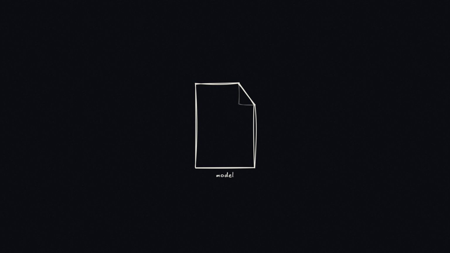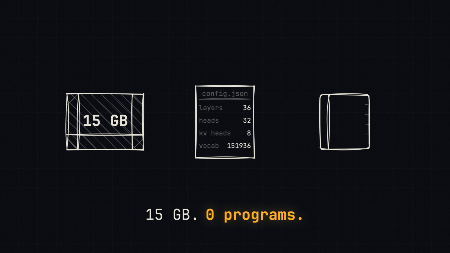Download the biggest AI model you can find, 15 gigabytes. Now try to run it. Double-click. Nothing happens. A model is not a program. It is a box of parts, and the thing that assembles those parts decides almost everything about how fast your AI runs.